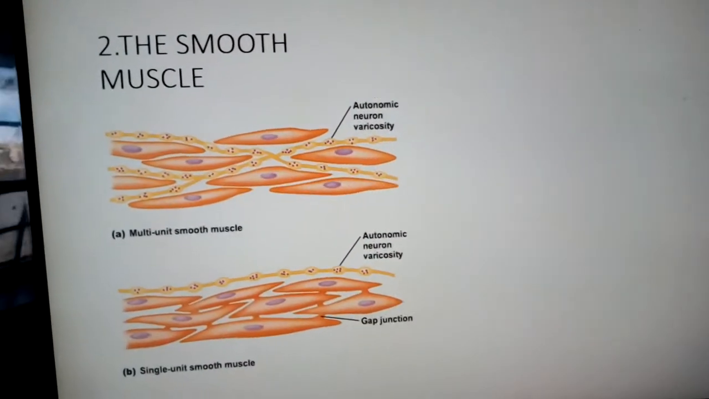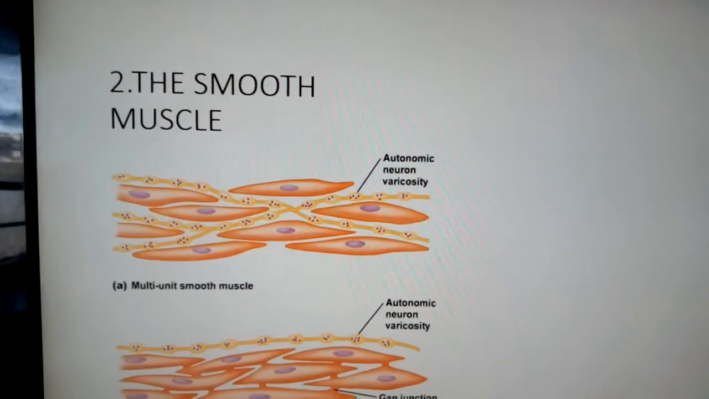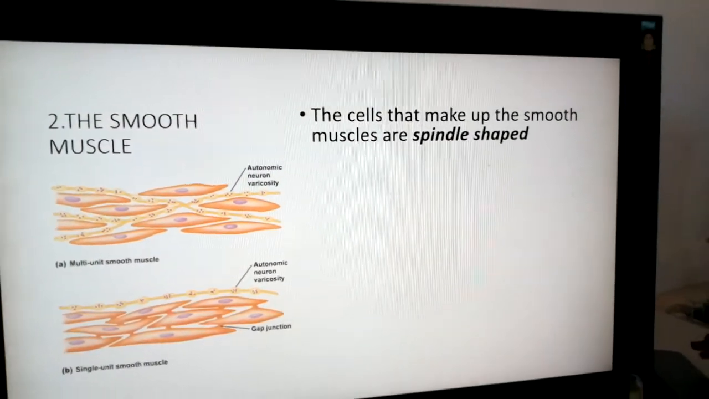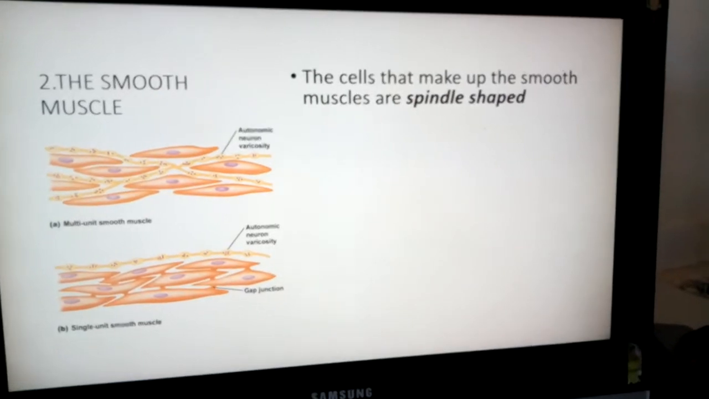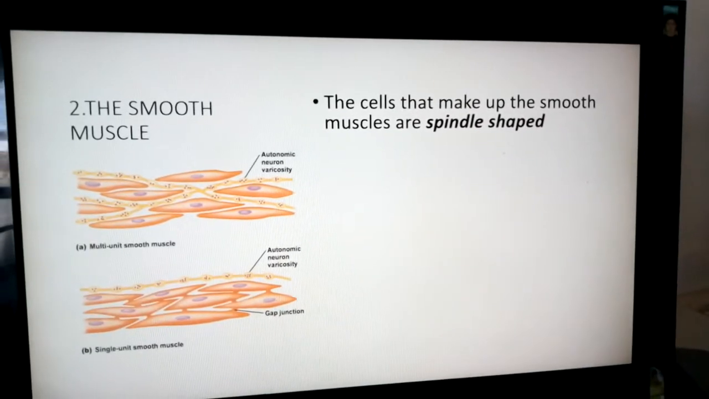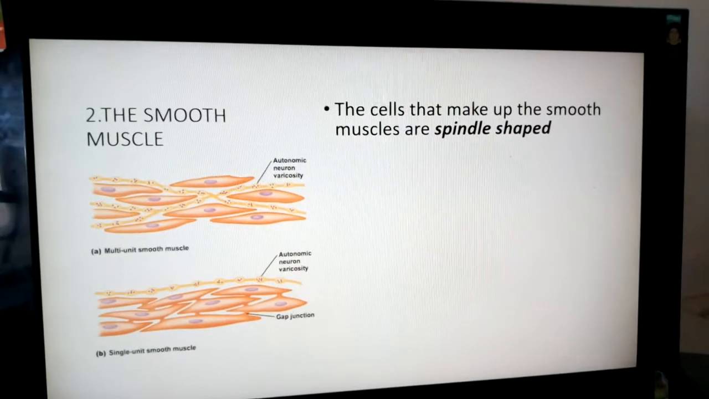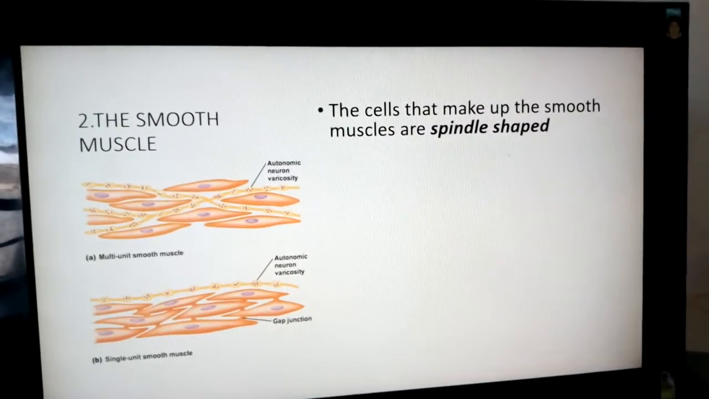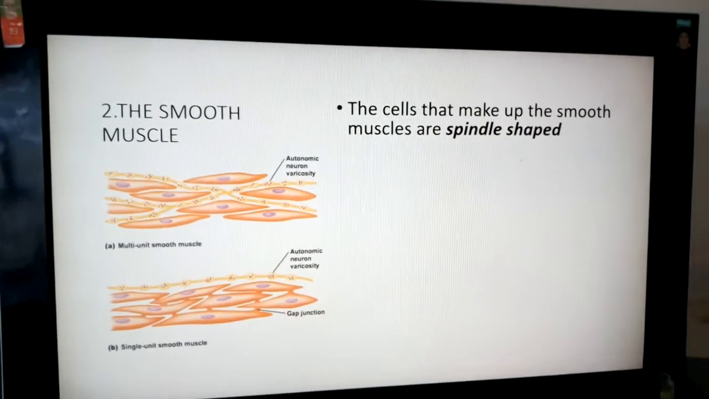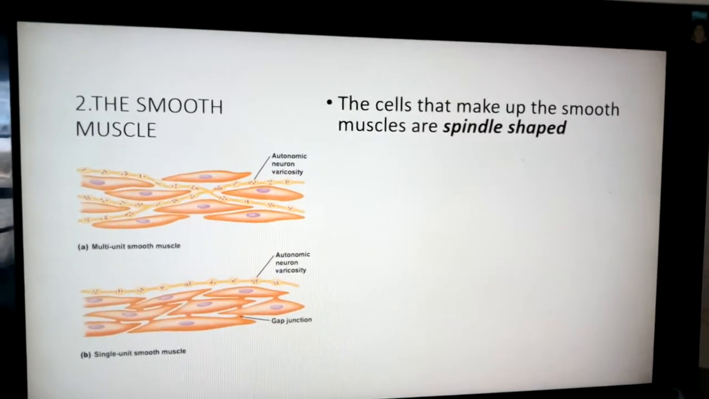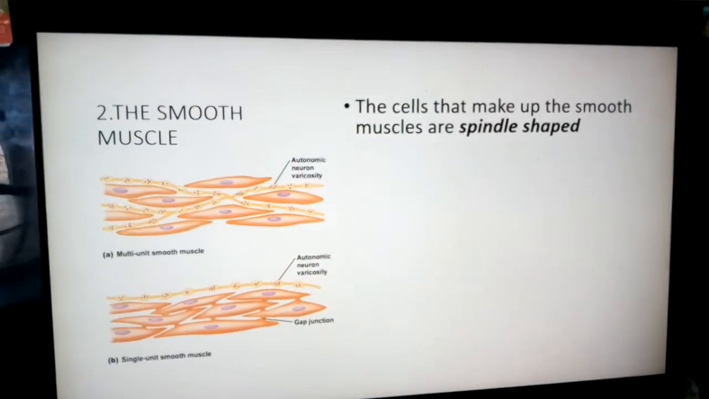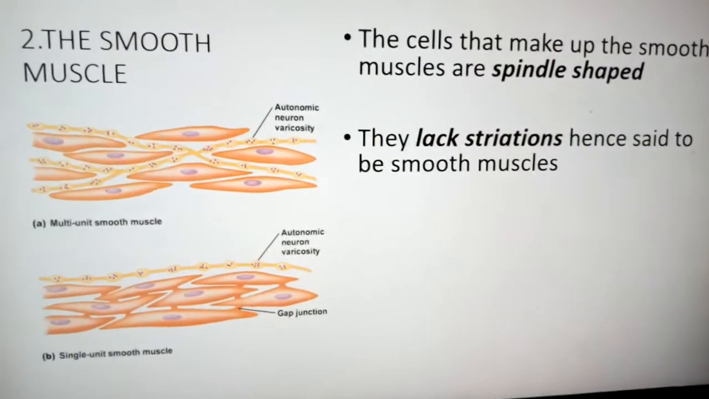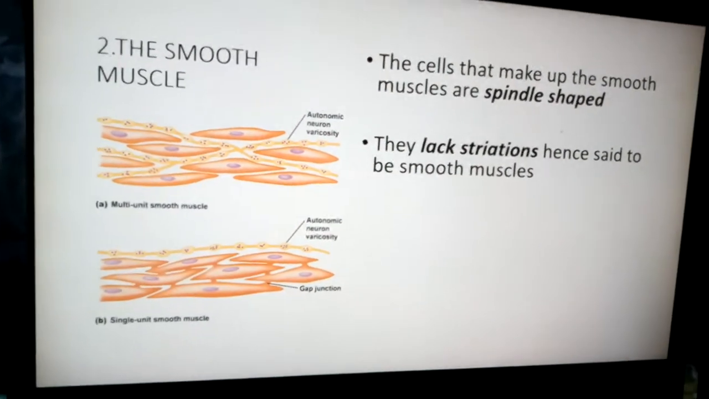Not across but along them. This is a diagram of the smooth muscle. I hope you are able to see it here. The smooth muscle is comprised of cells that have a spindle shape, and that is what distinguishes the smooth muscle from these other types of muscle. It lacks striations, hence they are said to be smooth.